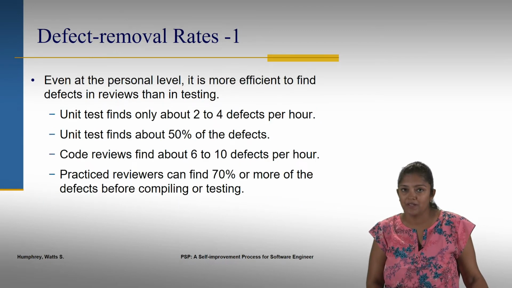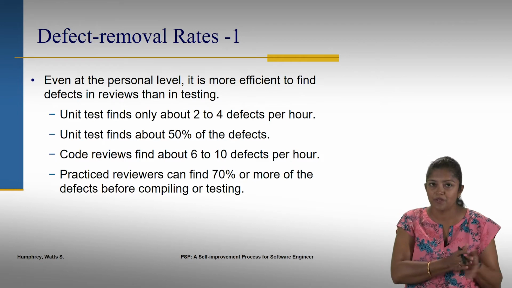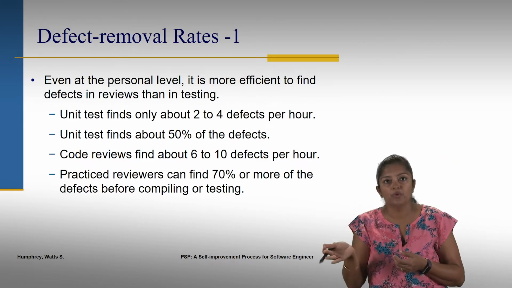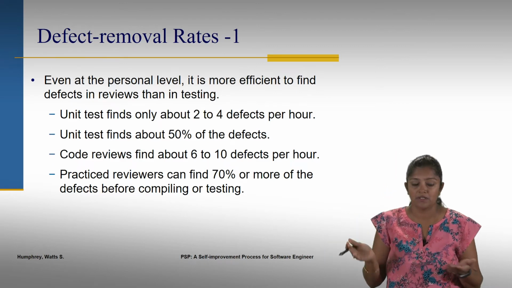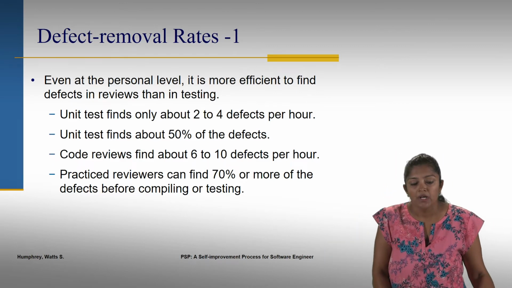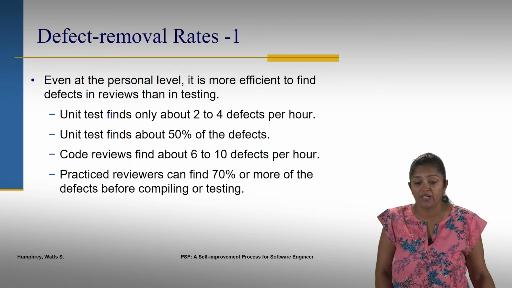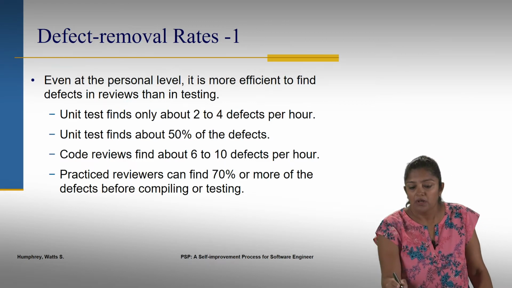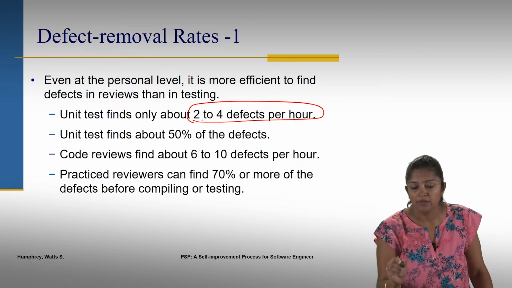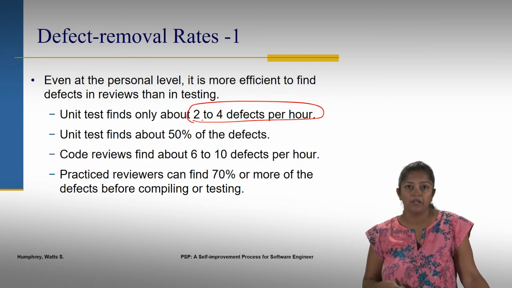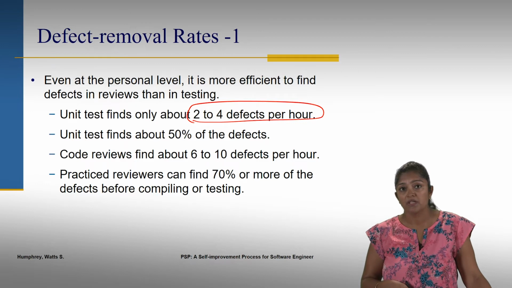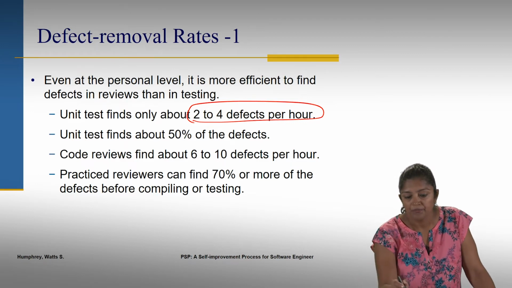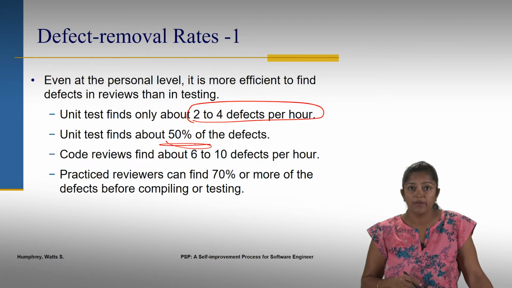And again, the reason we want to do these personal reviews first is because once the defects have been introduced, removing them takes a significant amount of time. So typically, historically, we've seen that unit tests find about 2 to 4 defects per hour. So through unit testing, you can find 2 to 4 defects per hour, which means unit testing can find about 50% of defects.